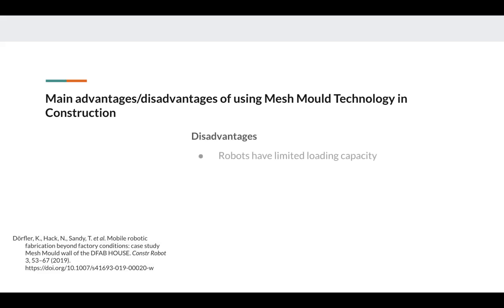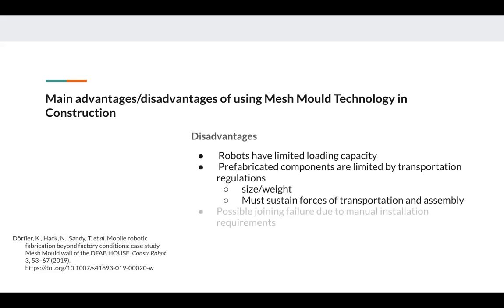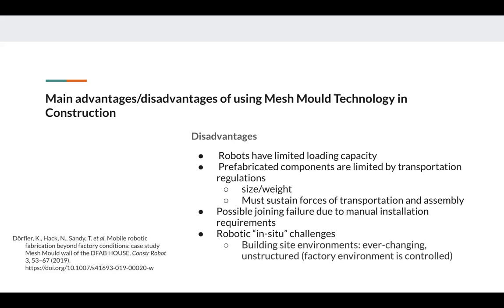So these would be the disadvantages, which are robots have limited loading capacity. Prefabricated components are limited by transportation regulations, such as size and weight, and they must be able to sustain forces of transportation and assembly. So essentially, if you can't get it there, then you can't use it. Possible joining failure due to manual installation requirements. So even though you've prefabricated everything up until this point, if you get it there and then somebody doesn't really do what they're supposed to or messes it up, then that's a reason for joining failure.